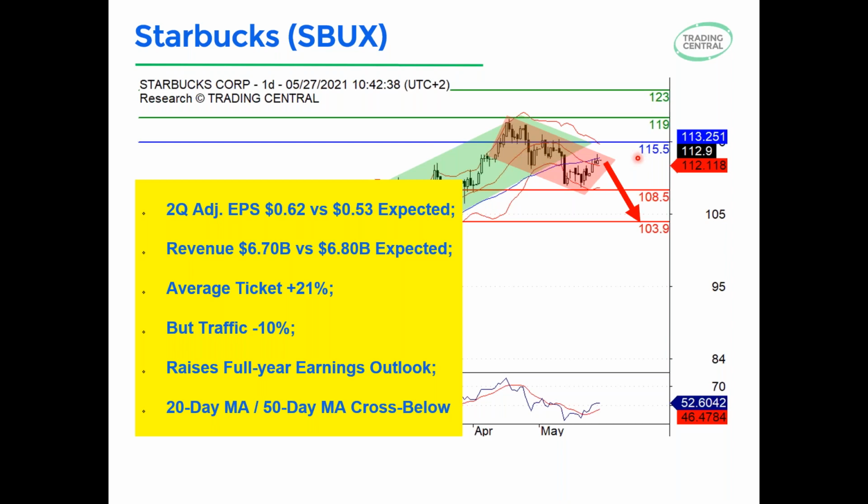If it keeps trading below this key resistance, it stands a higher chance of returning to the lower downside targets. You can also see the moving averages are turning.